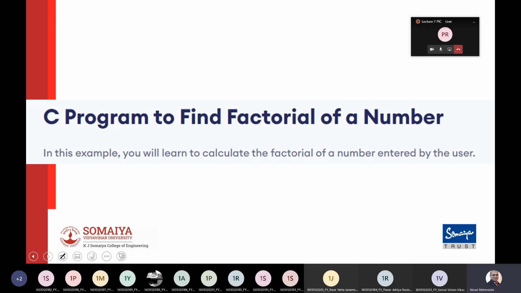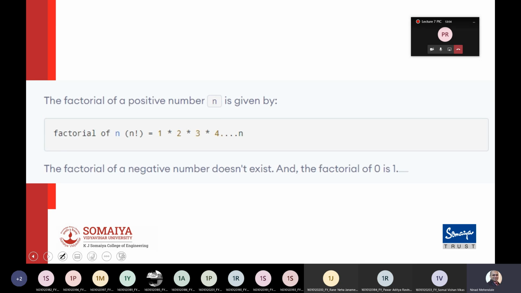Next is: write a program to find the factorial of a number. I don't think we have completed this, but it's very similar to doing a summation of continuous natural numbers. The only difference between factorial and the sum of natural numbers program is that instead of the plus sign you have to use a multiplication sign.